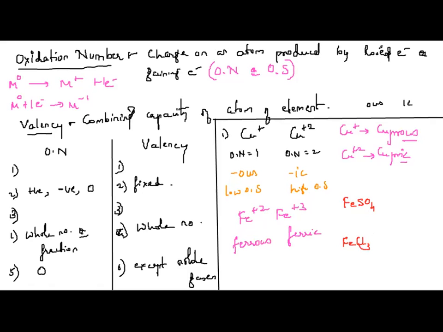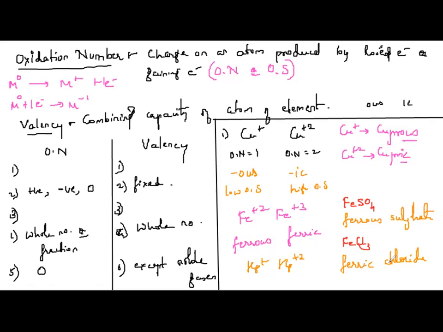How do we write the name? For this, the name of the compound is ferrous sulfate. Ferrous means it is plus 2. And here I call it ferric chloride. Are you getting my point? So if it is a lower oxidation state, we use the suffix OUS. Suffix means after the name of the element. If it is a higher oxidation state, we use the suffix IC. Hg plus and Hg plus 2. So this is mercurous and this is mercuric. Understanding? Mercurous and mercuric.